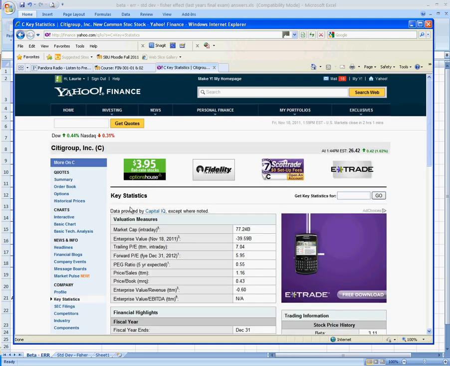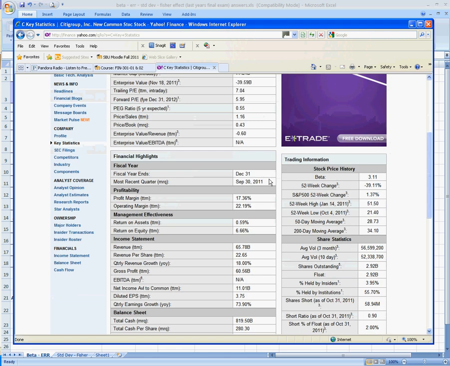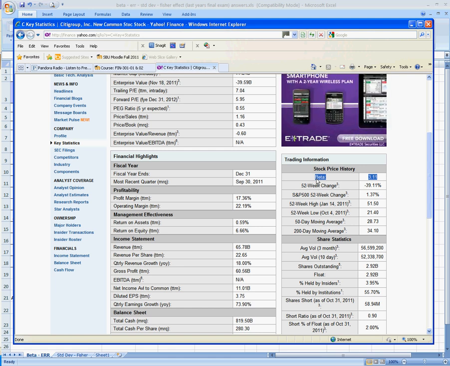Okay, when you get to this window, scroll down, and you're going to see that beta is on the right-hand side here. So right now, Citi has a beta of 3.11. Now, this is saying that Citi is very volatile. If the market's doing well, it's going to do extremely well, but if the market's doing terrible, it's going to do awful. Okay, let's talk about that for a second.